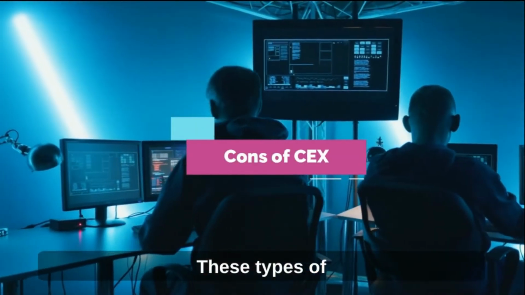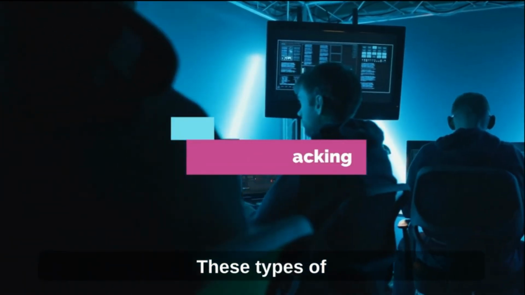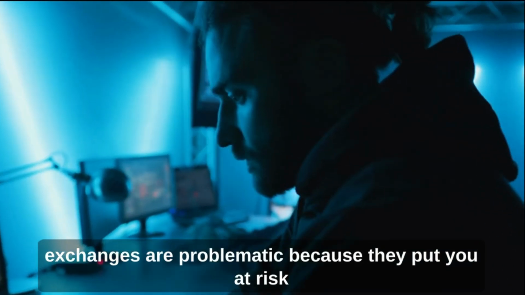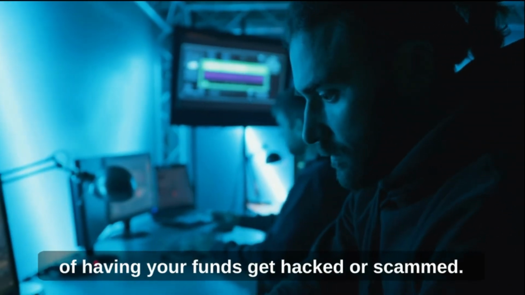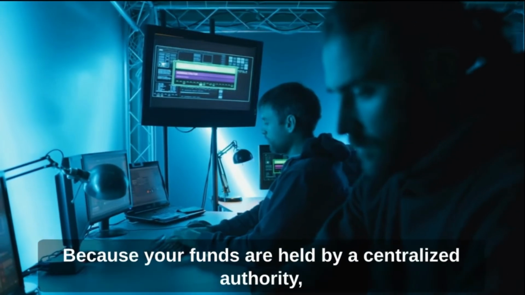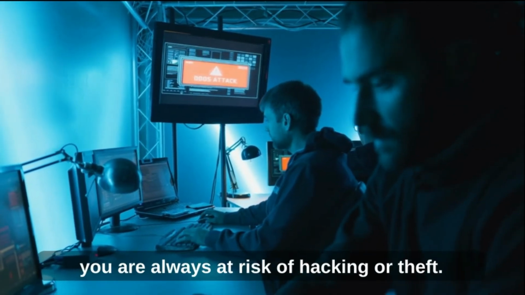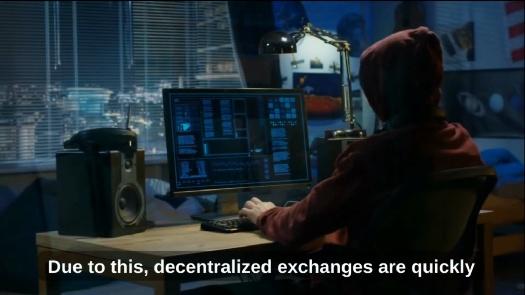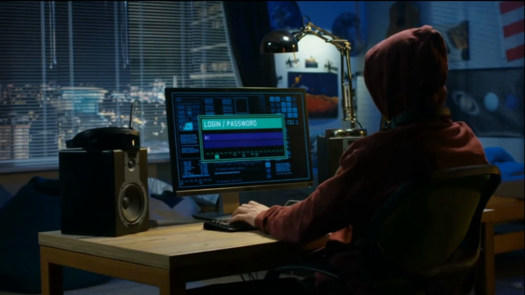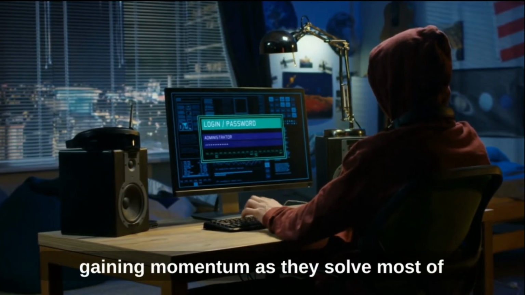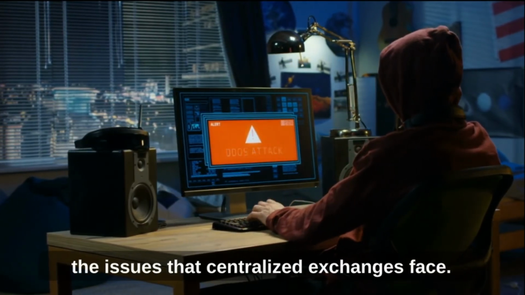Cons of CEX. Prone to hacking. These types of exchanges are problematic because they put you at risk of having your funds get hacked or scammed. Because your funds are held by a centralized authority, you are always at risk of hacking or theft. Due to this, decentralized exchanges are quickly gaining momentum as they solve most of the issues that centralized exchanges face.